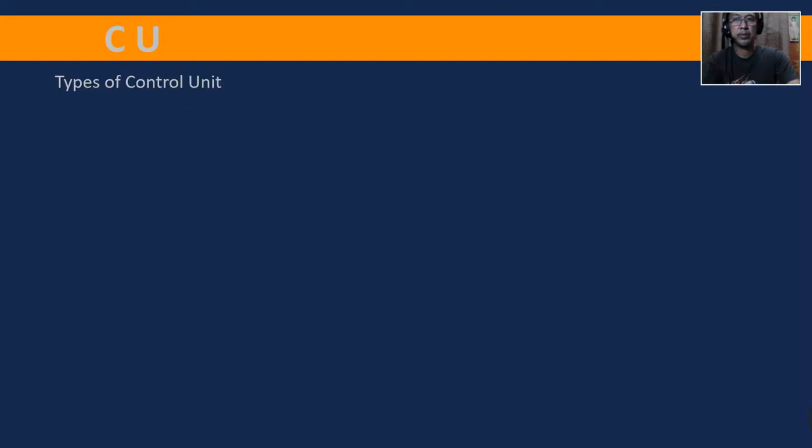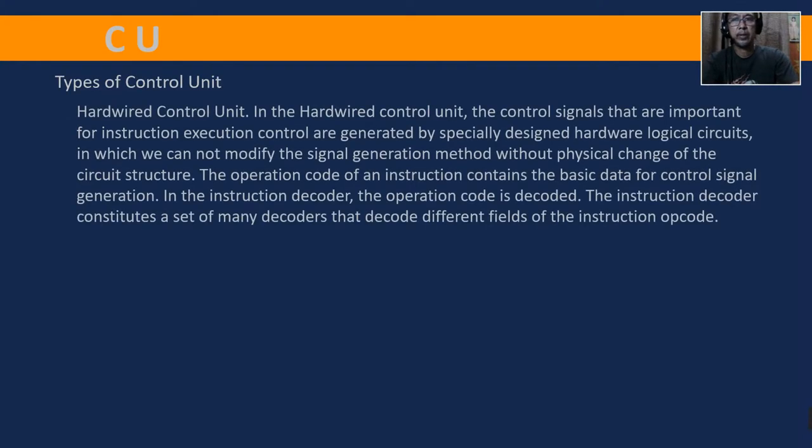So types of control unit. There are actually two types. You have the hardwired control unit. In the hardwired control unit, the control signals that are important for instruction execution control are generated by specially designed hardware logical circuits, in which we cannot modify the signal generation method without physically changing the circuit structure.